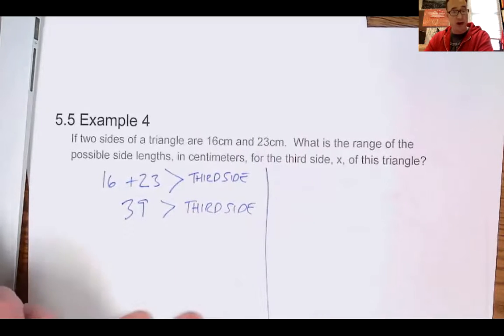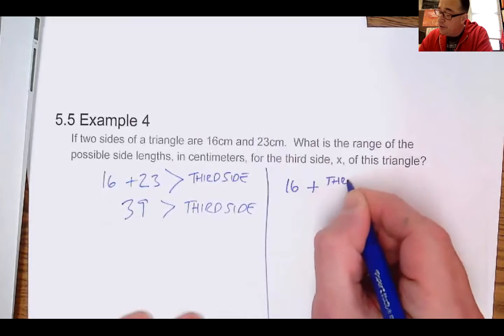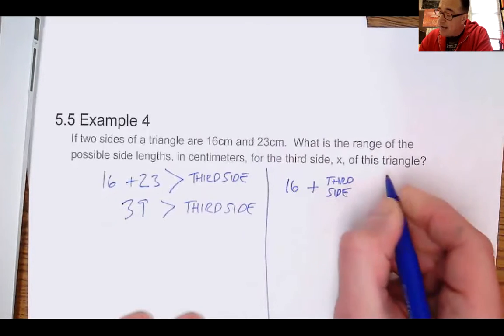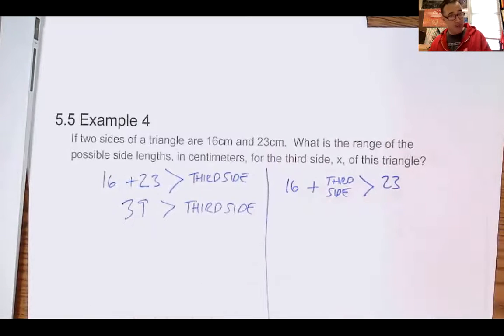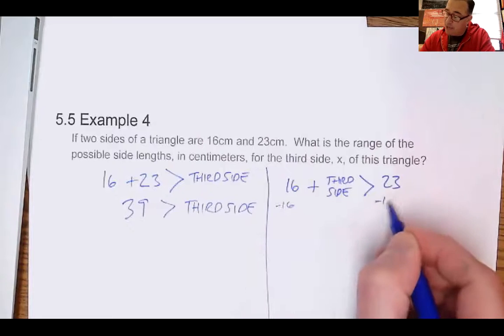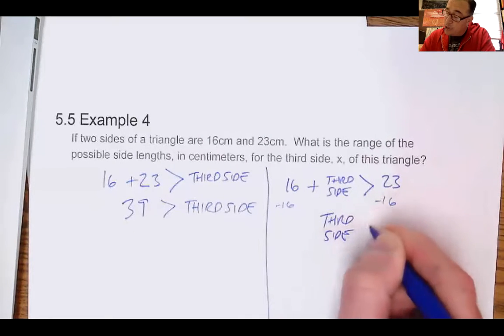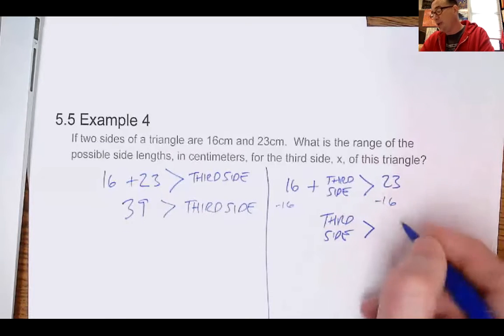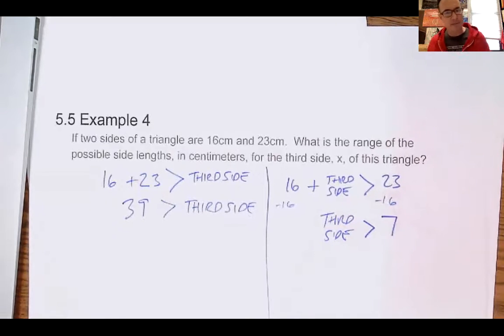The other one that we have to try then is to say 16 plus our third side has to be greater than 23. And now I can solve this as an inequality. Third side's my variable. So if I subtract 16 from both sides, I can say that that third side has to be greater than 23 minus 16, which I believe is going to be 7. So the third side has to be bigger than 7 for this to work if 23 is the biggest. If the third side is the biggest, it has to be less than 39.